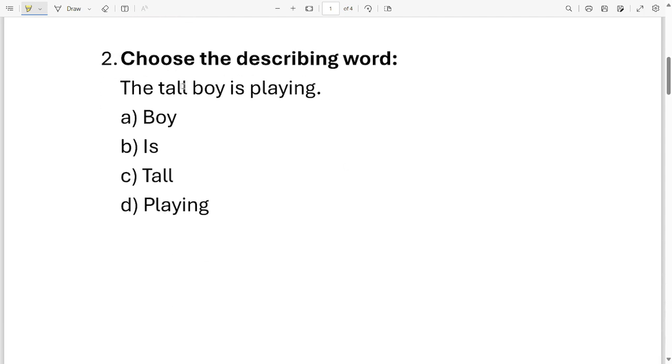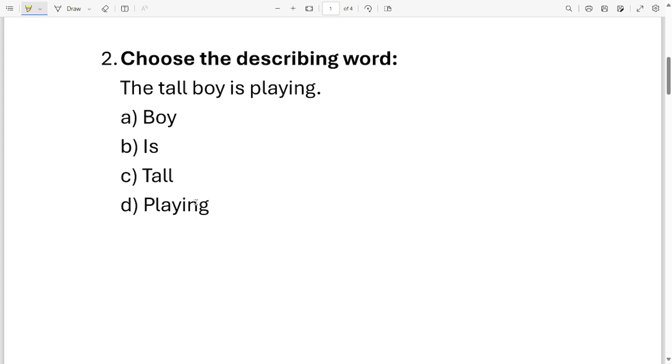Second question is, choose the describing word. Here you have to choose the word which is describing something. Okay, this is the sentence. The tall boy is playing. So which is the describing word in this sentence? Is it option A boy, option B is, option C tall, or option D playing? Which is the describing word out of these 4 options? Choose your describing word.